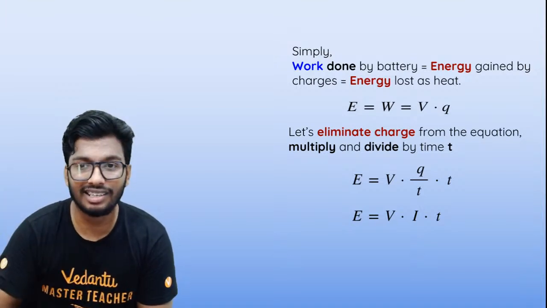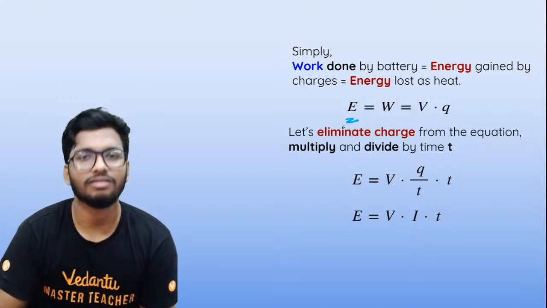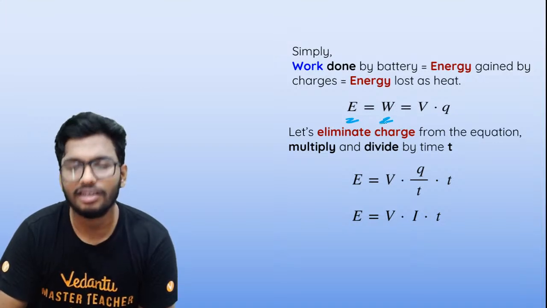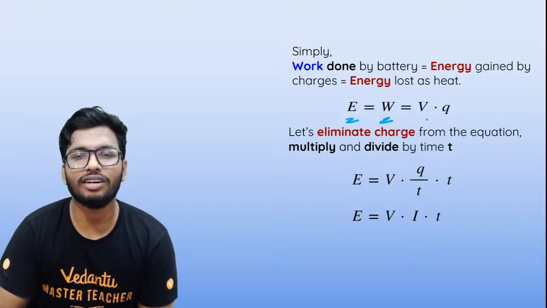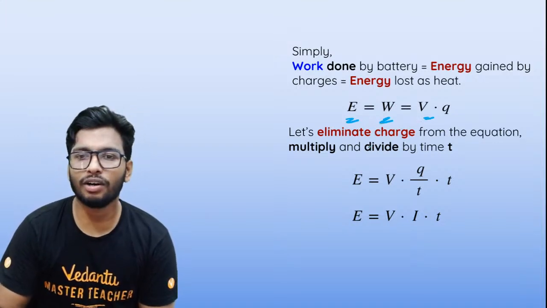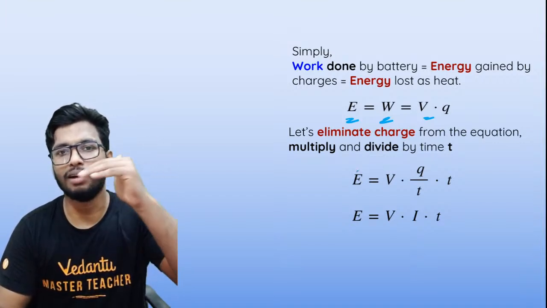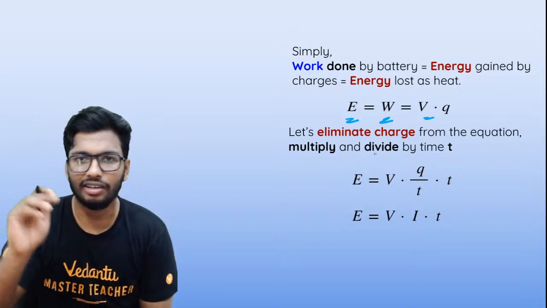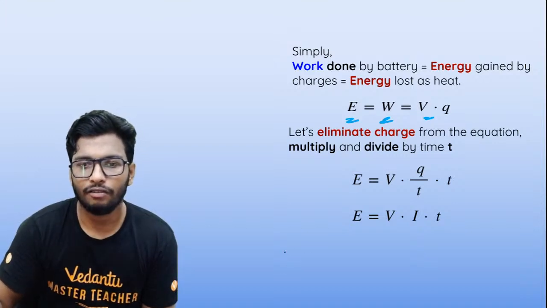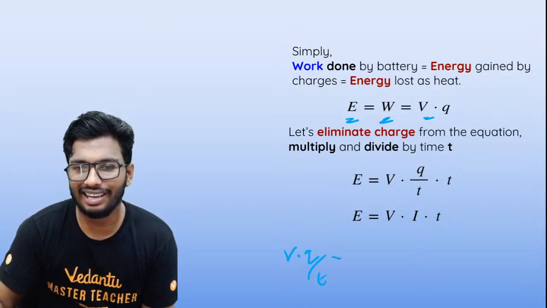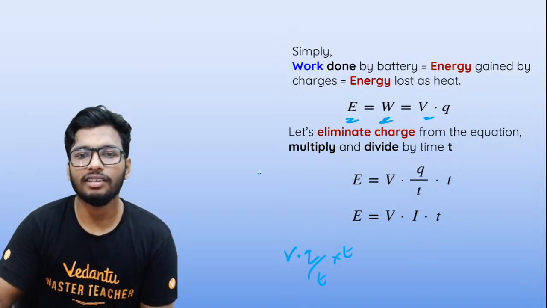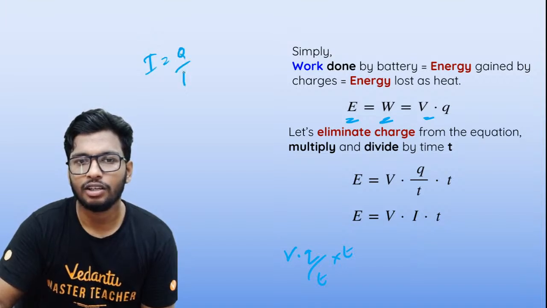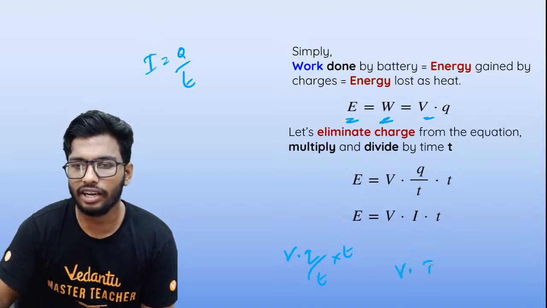So in other words, the energy lost in the form of heat is equal to work done, which is equal to what? V into Q. So what I'm going to do is divide and multiply by T, just to remove Q. So what do you get? V into Q by T into T. So what is Q by T? I is equal to Q by T. So I can substitute it as what? V into I into T.